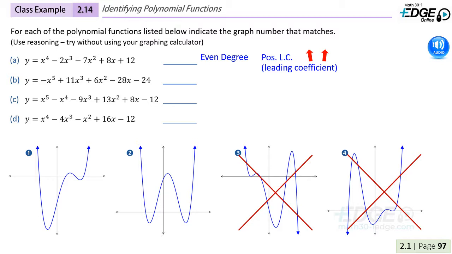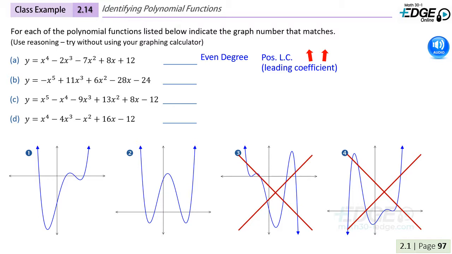Now, between 1 and 2, they are both even degreed. They're both degree 4, it appears, and they both have positive leading coefficients. So how will we tell them apart? Well, we could use the x-intercepts, but that would require us to use our graphing calculator and do some calculating. Instead, let's just have a look at the y-intercepts.